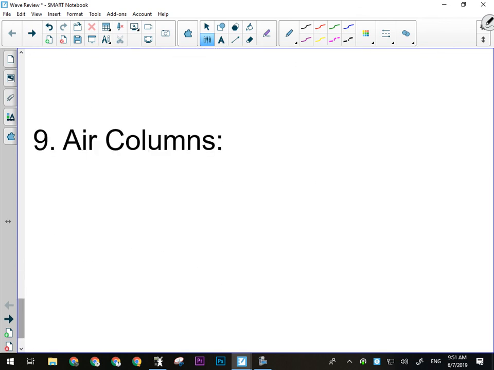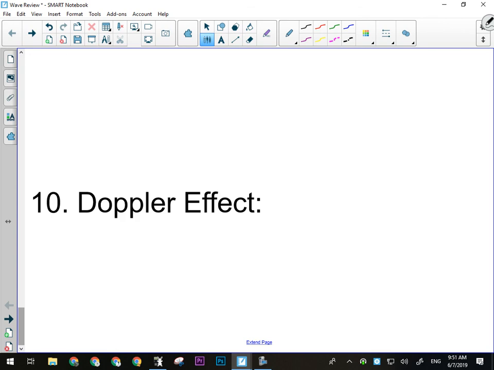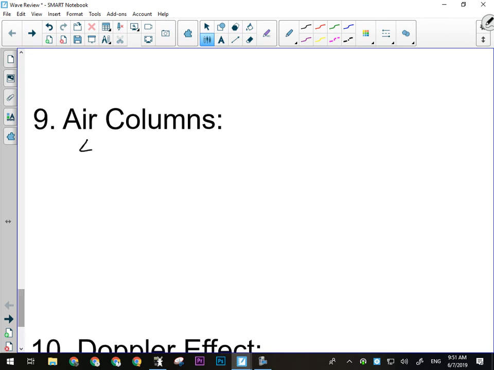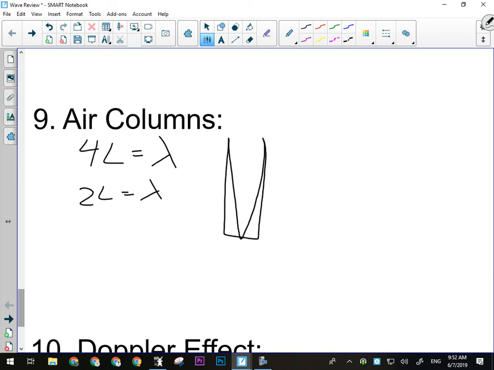And then air columns, I already talked about those. Lastly, Doppler effect. Let's talk about air columns a little bit more. If I have that formula, I am dealing with closed air columns at their fundamental frequency. This is the one for open air columns. Closed air columns only resonate when? At odd numbered frequencies, because at their even numbered frequencies, even though there is a wave pattern, it does not resonate, because it's a node at the top. That's both a standing wave and an air column question.